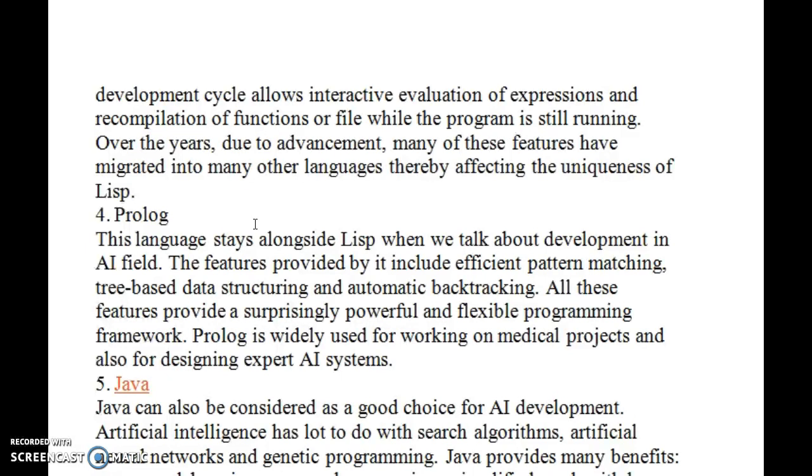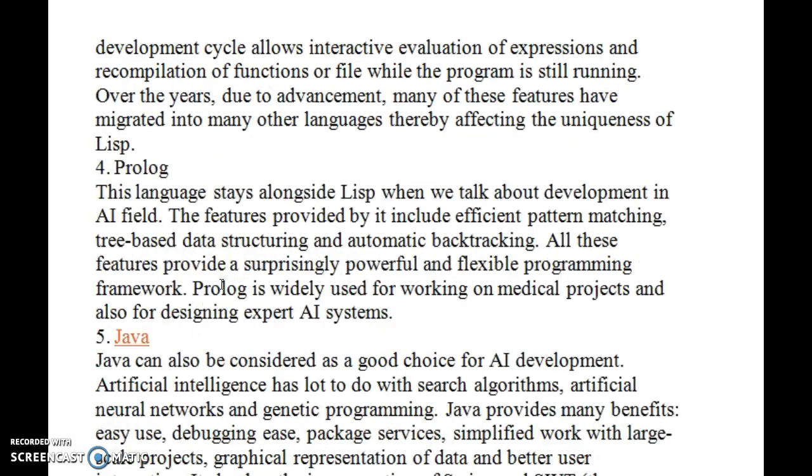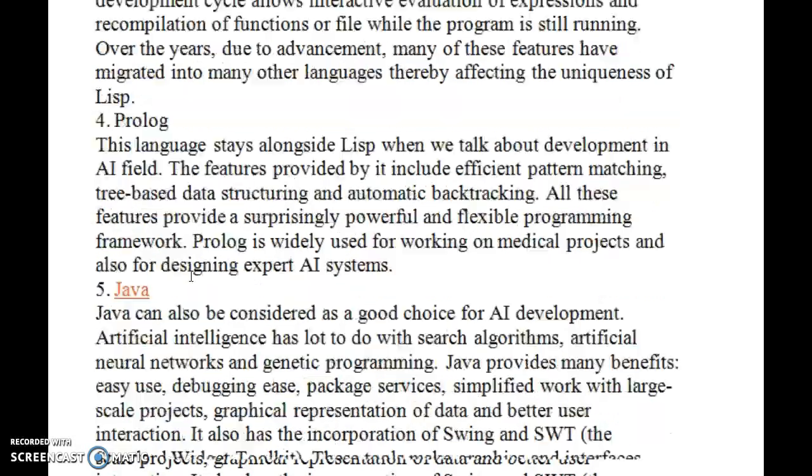The fourth is Prolog. This language stays alongside Lisp when we talk about development in the AI field. The features provided by it include efficient pattern matching, tree-based data structuring, and automatic backtracking. All these features provide a surprisingly powerful and flexible programming framework. Prolog is widely used for working on medical projects and also for designing expert AI systems.